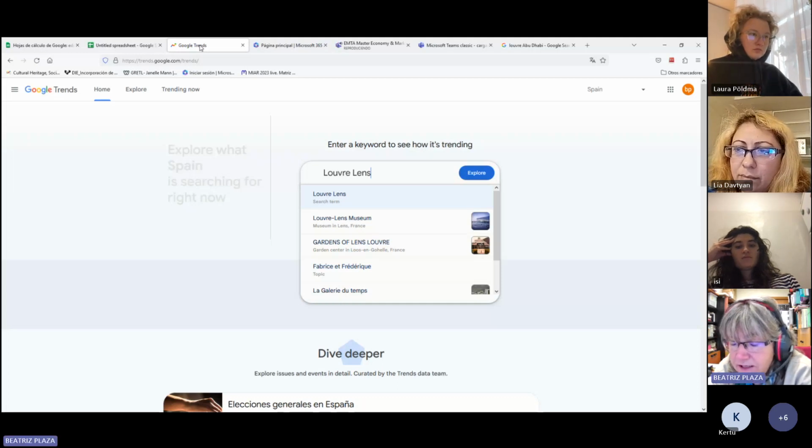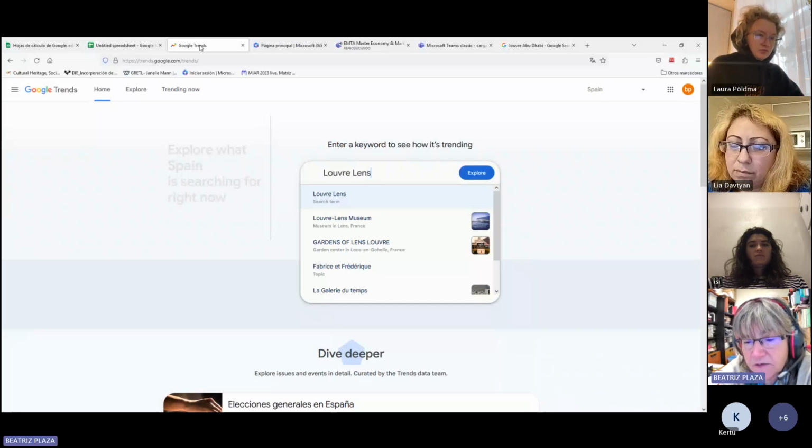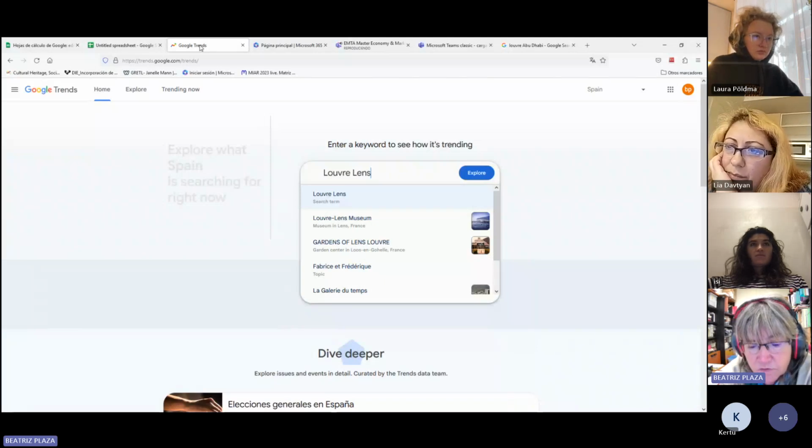So this is a typical case study of using a museum to boost the economy of a city, okay? This is a typical case study of a city, in this case Lens, that is setting up a branch of a hyper-famous brand, which is the Louvre, to generate tourism in Lens, okay?